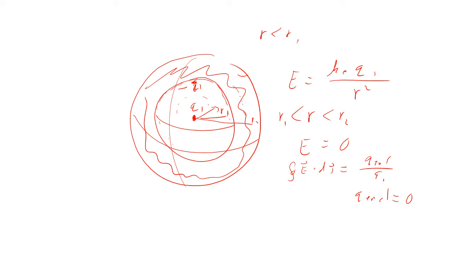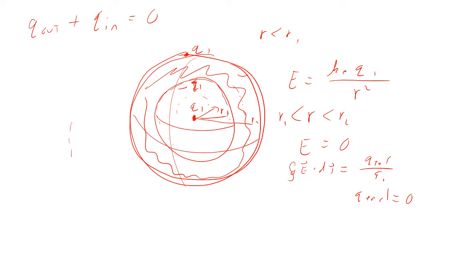But wait a minute, what's the total charge on the conductor? There was no charge on the conductor. So that means the Q on the outside of the conductor plus the Q on the inside has to equal zero. So that means there must be a charge of Q1 on the outside, spread out along the entire surface.